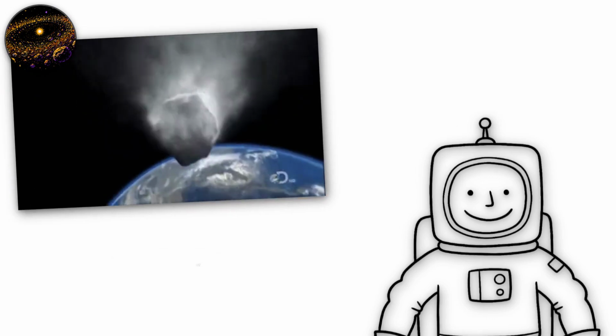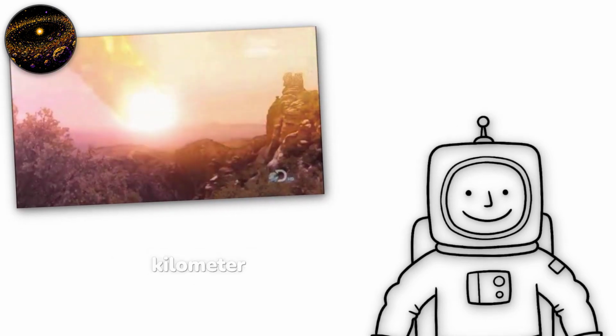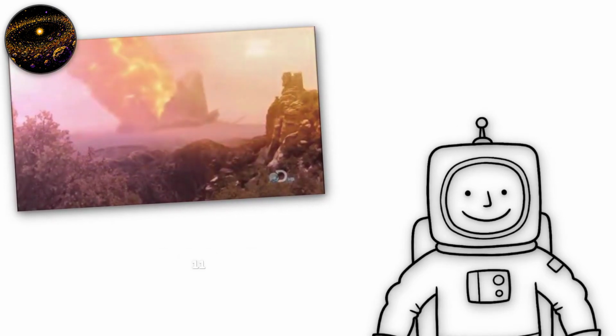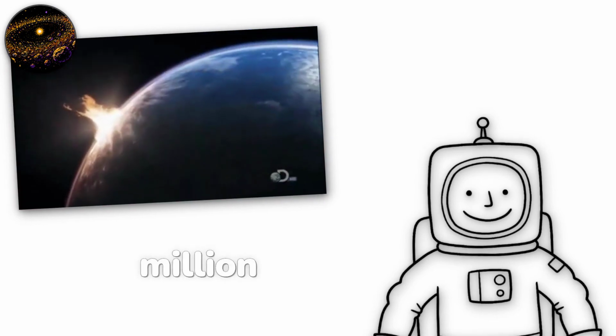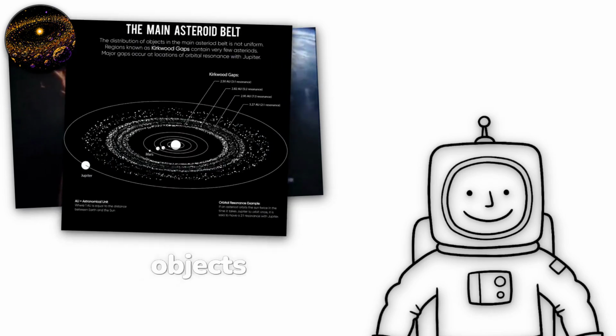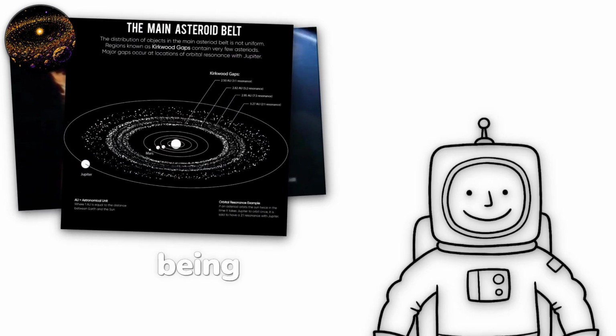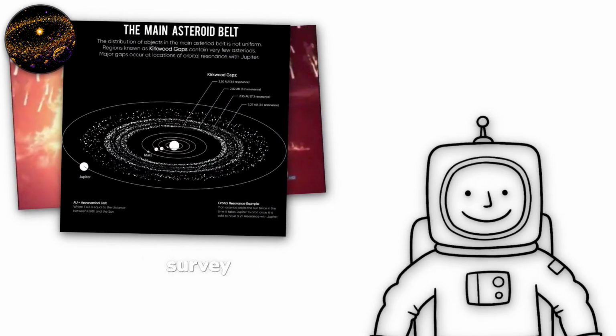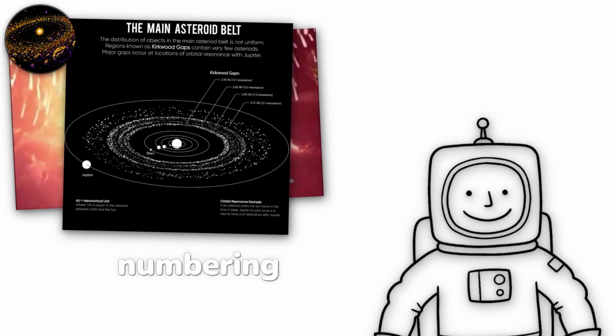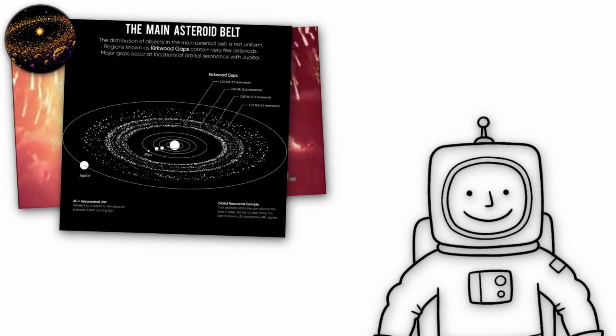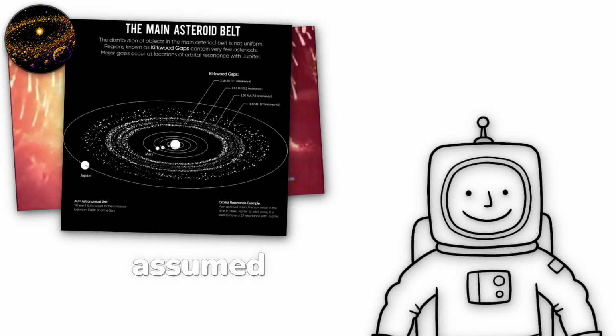The total population of main belt asteroids larger than 1 kilometer was estimated at approximately 1.1 to 1.9 million objects, with the number of objects smaller than 1 kilometer being effectively uncountable with current survey technology and likely numbering in the hundreds of millions to billions depending on the size distribution assumed.